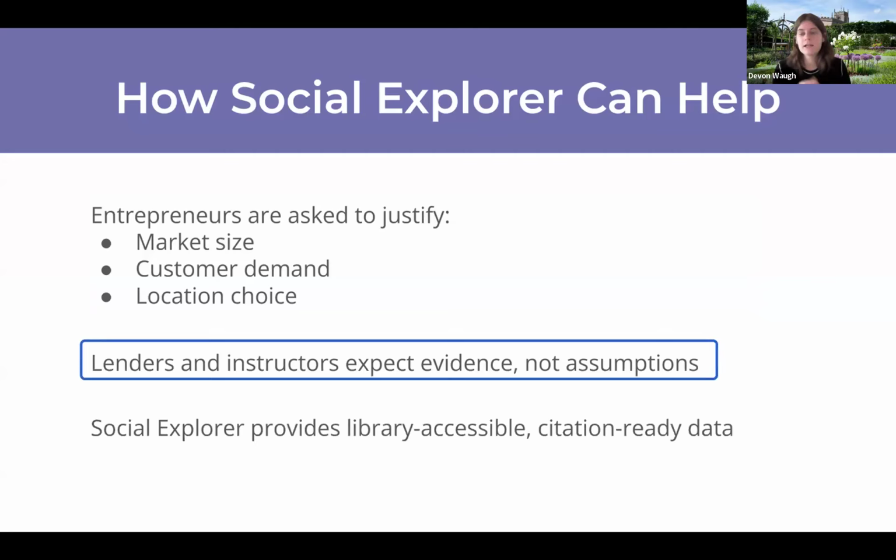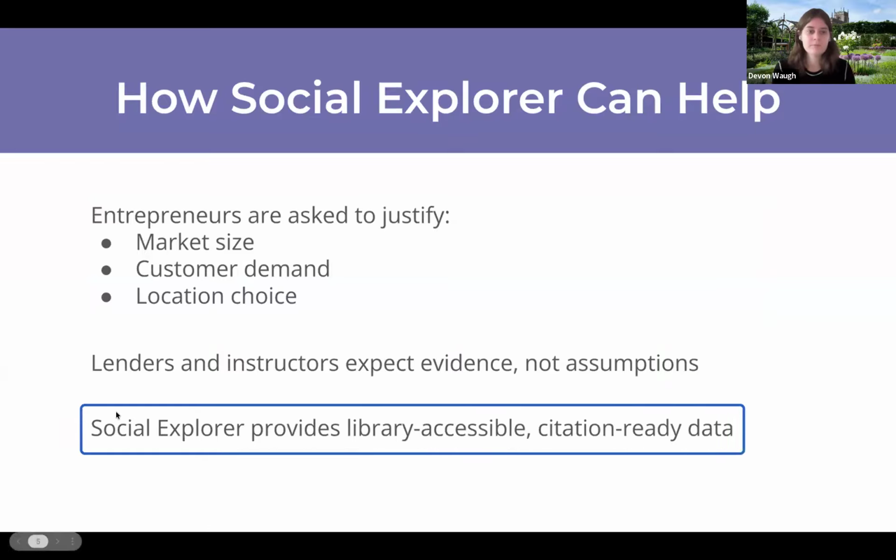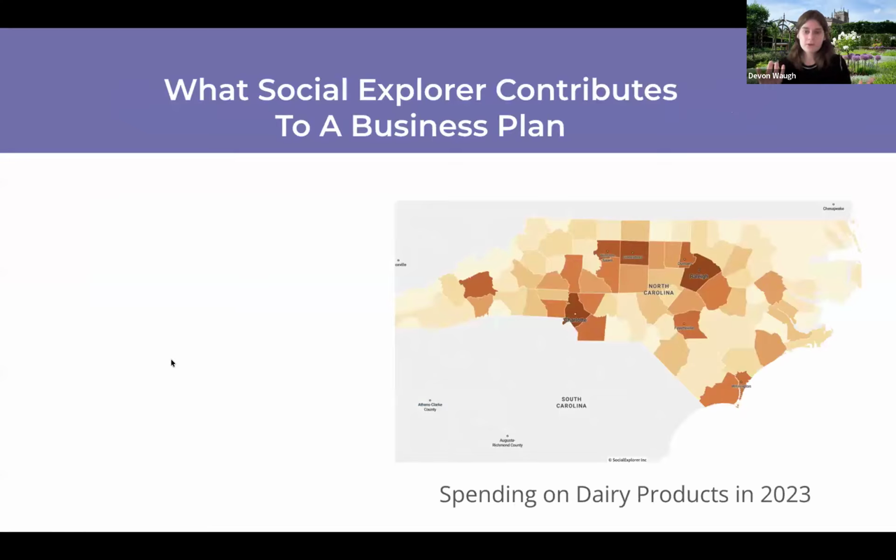Because Social Explorer provides library accessible, citation ready data. And I'll show you how easy it is to generate citations on any maps or tables, reports that you make in the platform. And so this is a map of spending on dairy products from 2023.